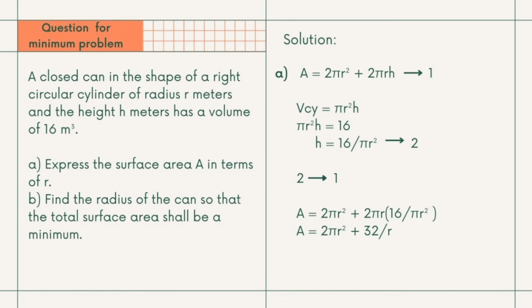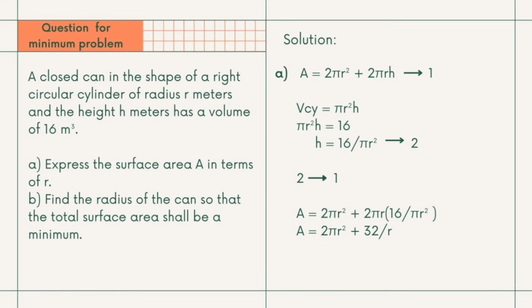The formula for area of cylinder is 2 pi r square plus 2 pi r h, and this is equation 1. In this formula, we have two variables, which are r and h, so we need to replace h in order to get the surface area in terms of r by using the information given. Here it shows the volume is 16 meter cubed. The formula of volume of cylinder is pi r square h. So pi r square h equals 16, then h equals 16 over pi r square. And this is equation 2.